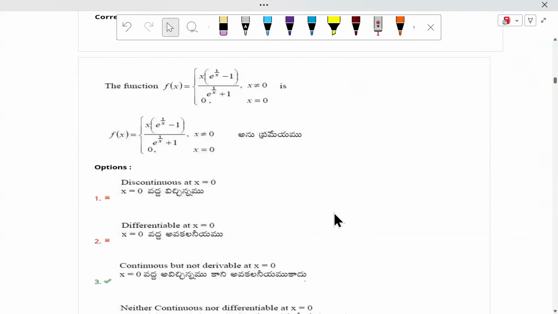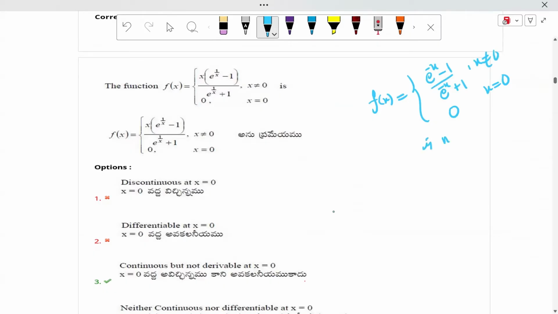Another question. దిస్ ఫంక్షన్ ఈస్ కంటిన్యూస్, డిఫరెన్షియబుల్. ఇక్కడ చూడండి, ఫర్ ఎగ్జాంపుల్ f of x is equal to e power minus x minus 1 by e power minus x plus 1, x not equal to 0, it is 0, if x is equal to 0. It is continuous అవుతుందా, is not continuous.